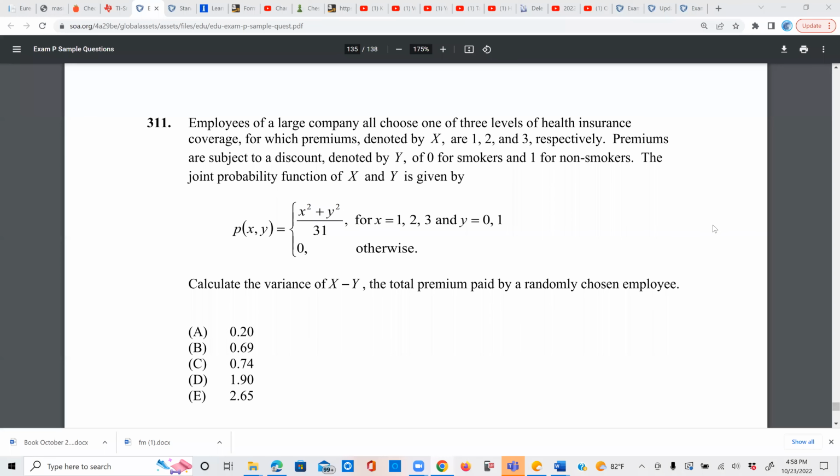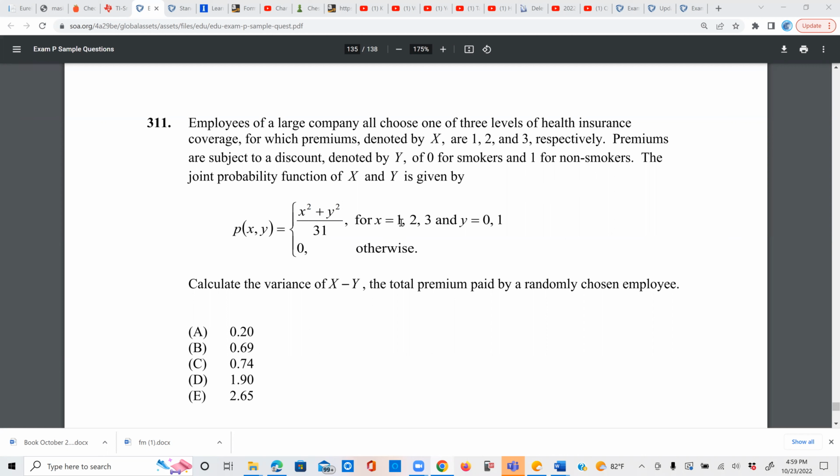Employees of a company all choose one of three levels of health coverage, for which premiums denoted by X are 1, 2, and 3, respectively. Premiums are subject to a discount denoted by Y. It's 0 for smokers and 1 for non-smokers. The joint probability function of X and Y is given below. Calculate the variance of X minus Y.